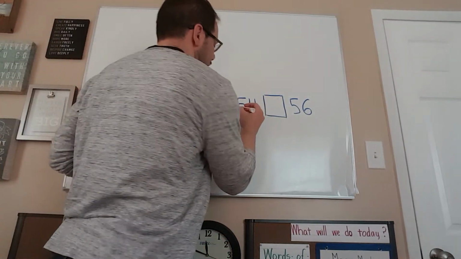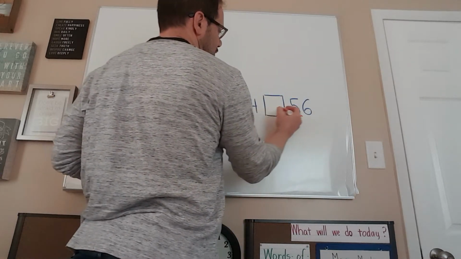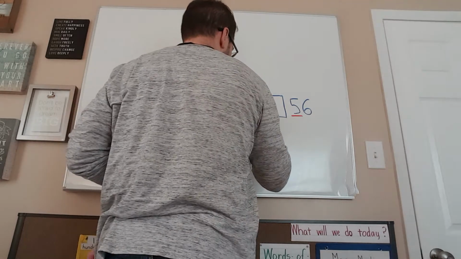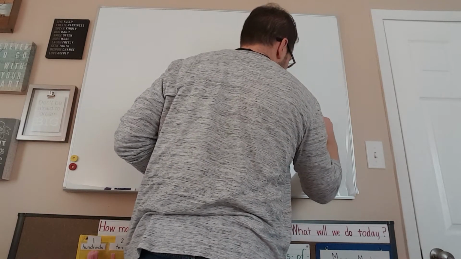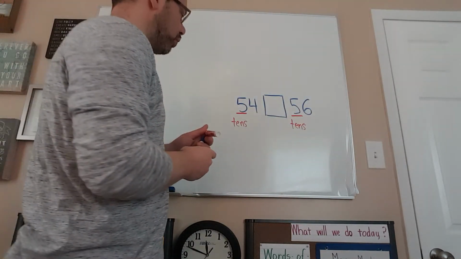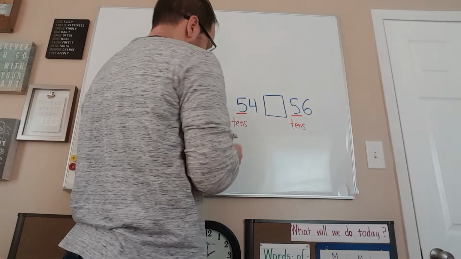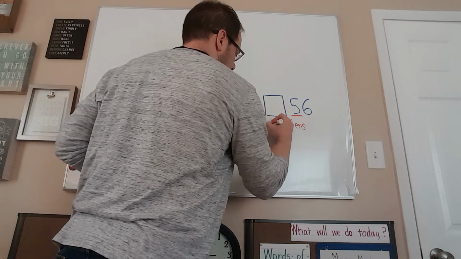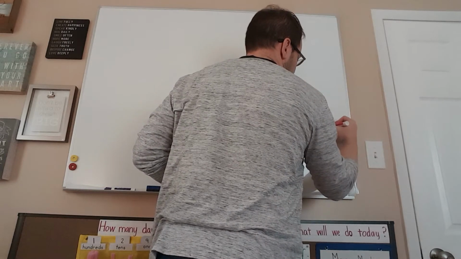So right now we have numbers that have the same amount of tens. This one has 5 tens. This one has 5 tens. Whenever we see something like that, we have to go to the ones column and see which one has more ones. Well, this one has 4 ones. This one has 6 ones.